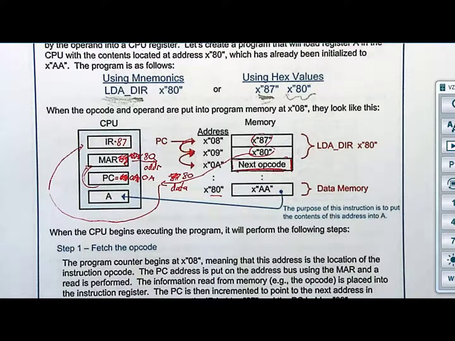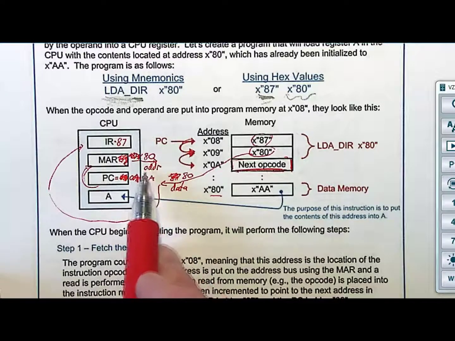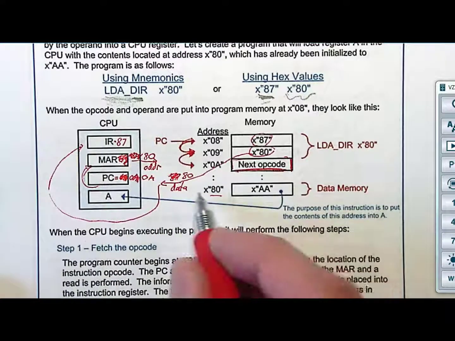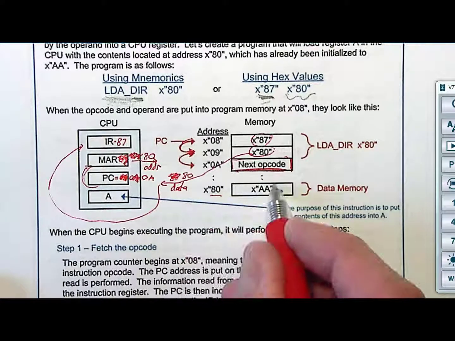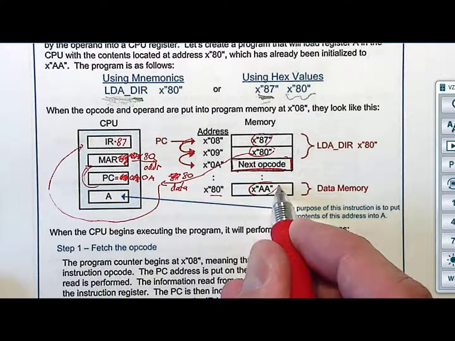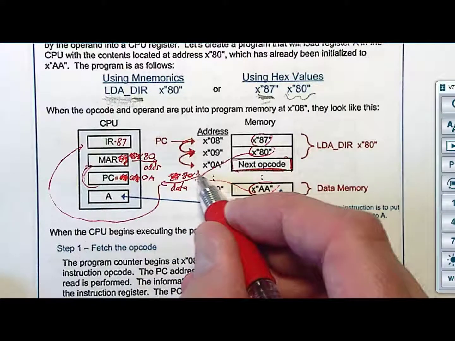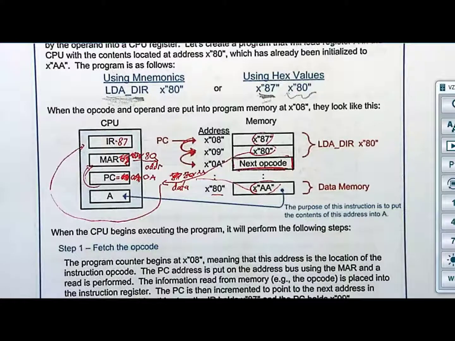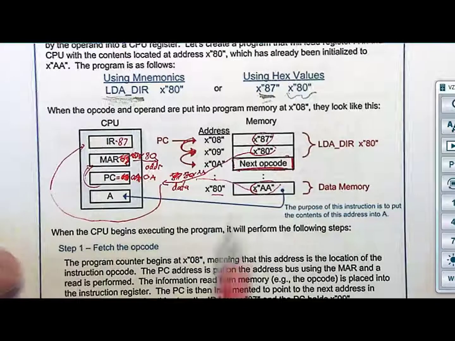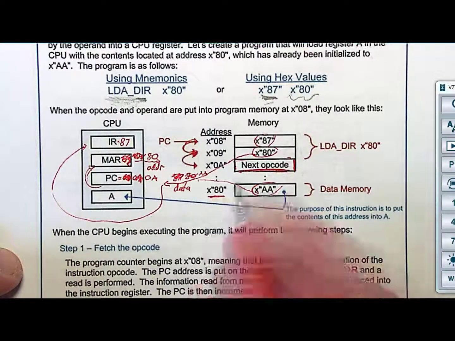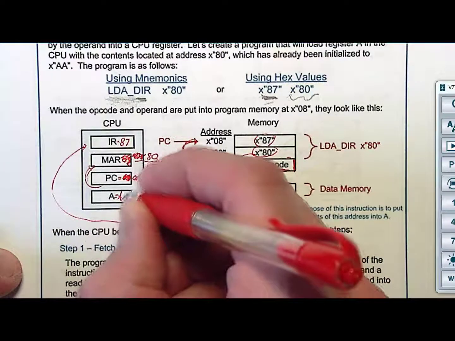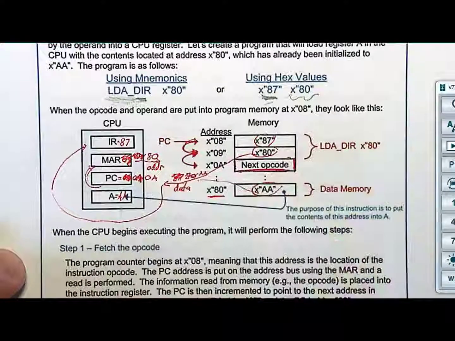Okay, let's finish up this instruction. I now have 80 on the address bus. That is allowing the information at 80 to come over to the data bus, which is now AA. And here comes AA. Where are we going to put it? Into A. That's exactly what we've been trying to do. We've been trying to put the information located at 80 into A. I say boom to the boom. It's AA, if you can see that.